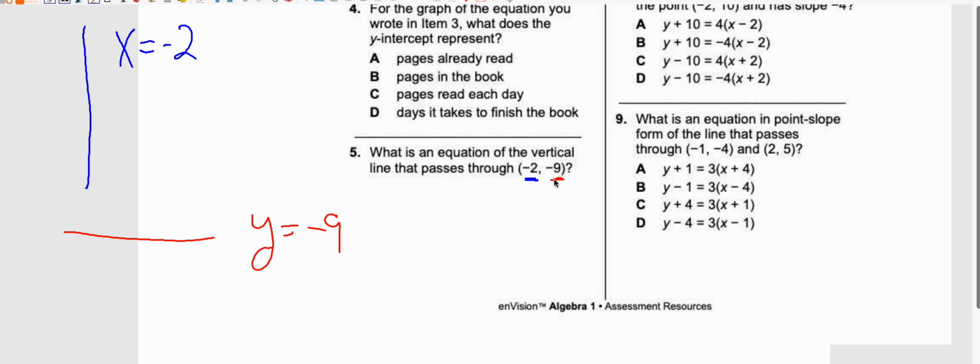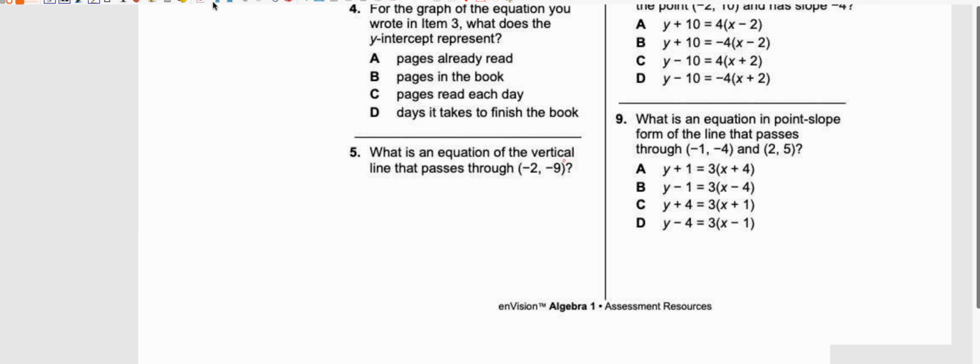It's just wrapping your brains around that, seeing it. When you see the word vertical, automatically think it's going to be x equals something. When you see the word horizontal, you automatically think it's y equals a number. That just makes life easy once you wrap your brains around that and you can remember. All right, we good?